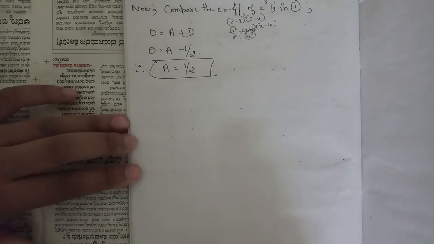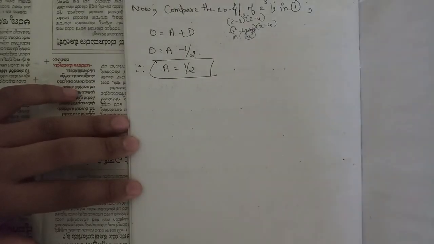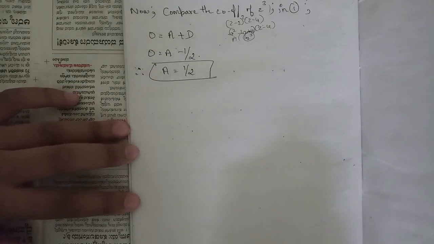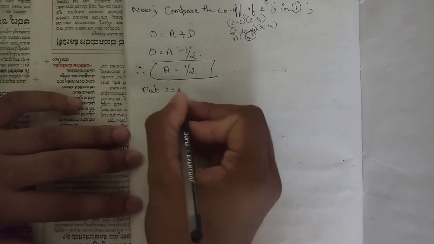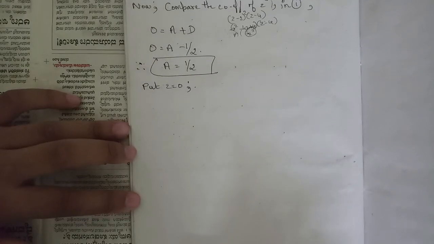Since we have already found A, C and D, if we put the value of z as 0, automatically the remaining term left is D, right? We can easily find the value of D. Okay, so put z equal to 0 and find the value of B.